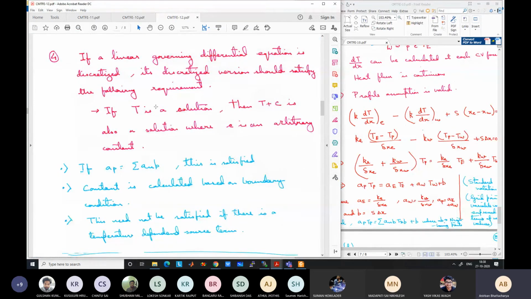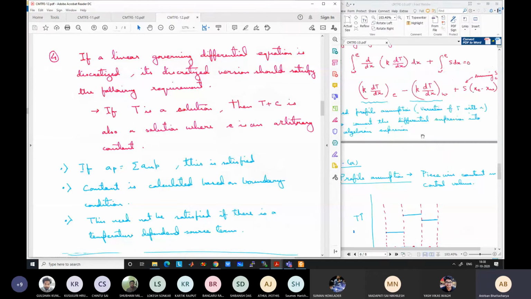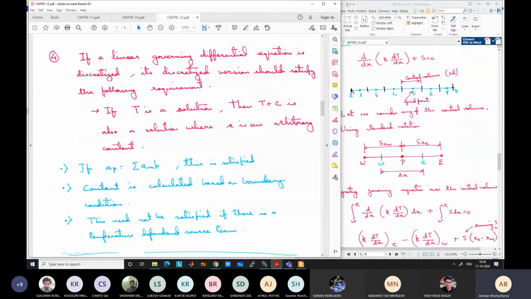So if we have some solution T, here T means the entire field, all the points. I will go back to this. Say some T value is present for points 1, 2, 3, 4, 5, 6, and so on. All these points we have obtained some value of T. If we add a constant C to all these values, that should still satisfy the governing equation, without the boundary conditions.